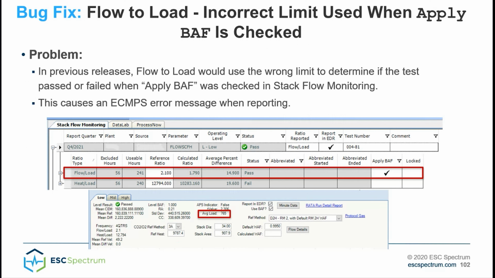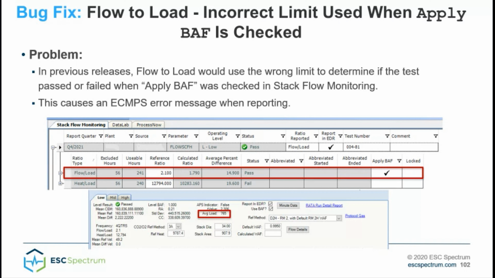Flow to load was using an incorrect limit. So when apply BAF was checked, we would have a fail when it was supposed to be a pass, or vice versa, and it actually caused an eSynPS error message.